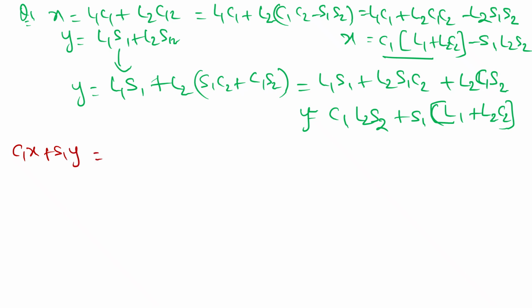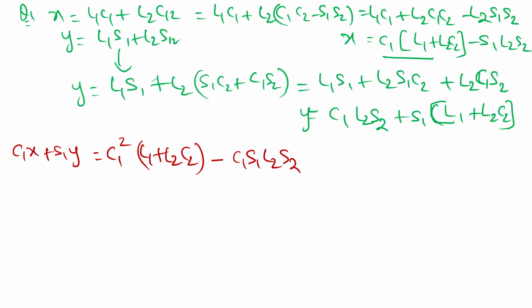So this is the algebraic method. C1, what is your X? This is your X, so directly multiply this by C1. So C1 square L1 plus L2 C2. Then here also you have to multiply by this C1, so C1 S1 L2 S2. So this we have done.